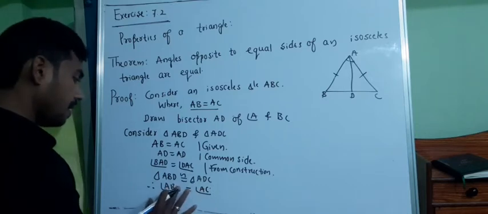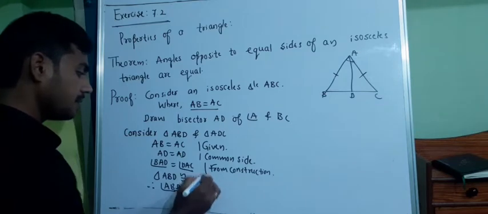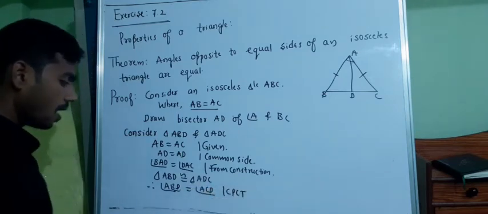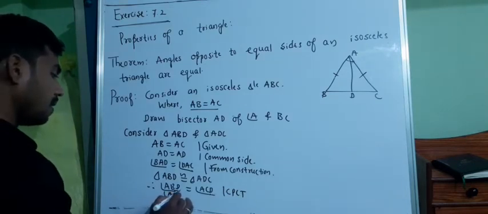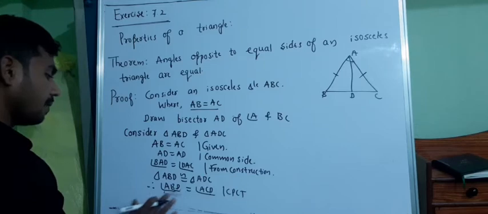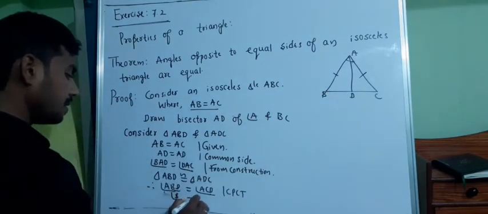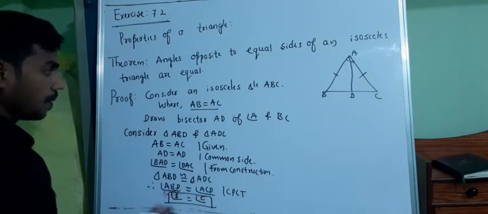Angle ABD is equal to angle ACD, by CPCT. Or else ABD can be written as angle ABC. ABD is nothing but angle B. Angle B is equal to angle C. This is the proof. Please note this down.